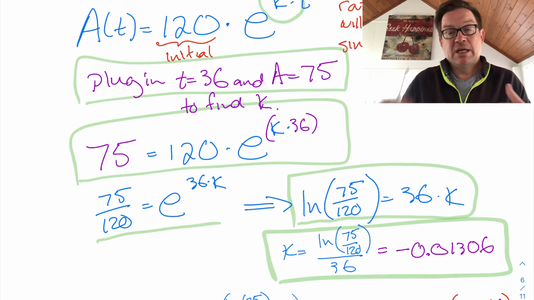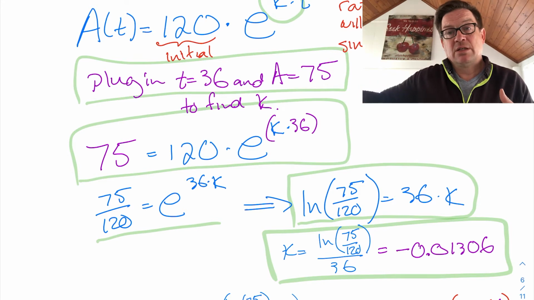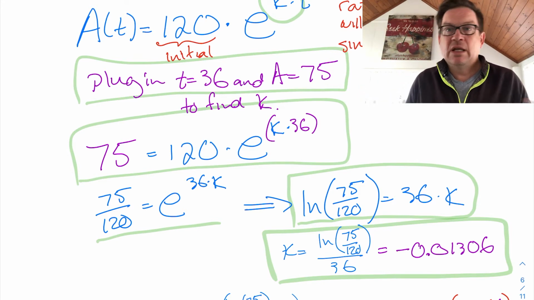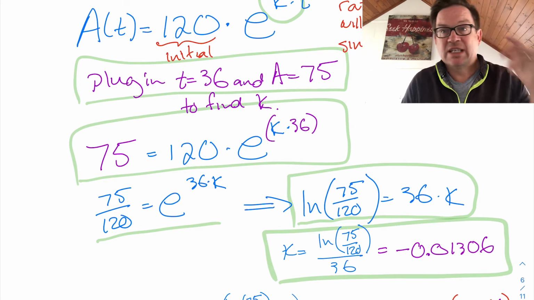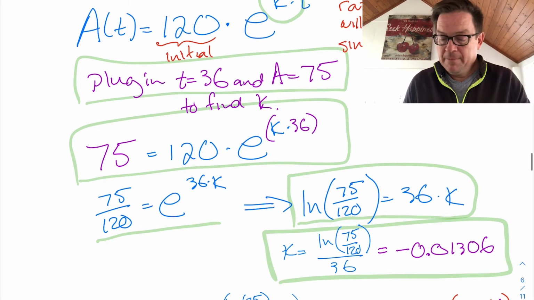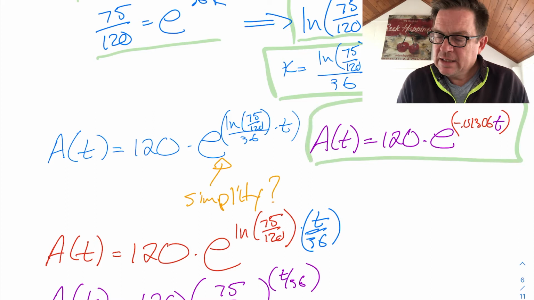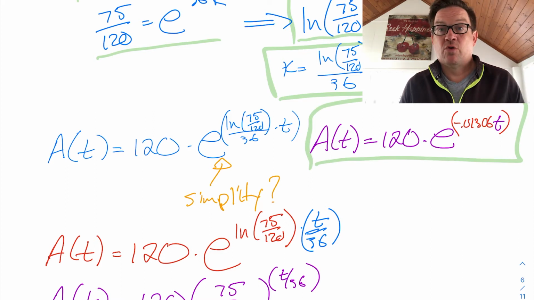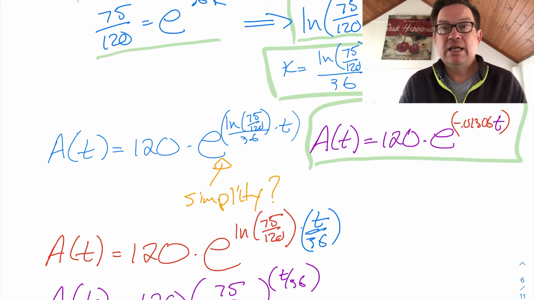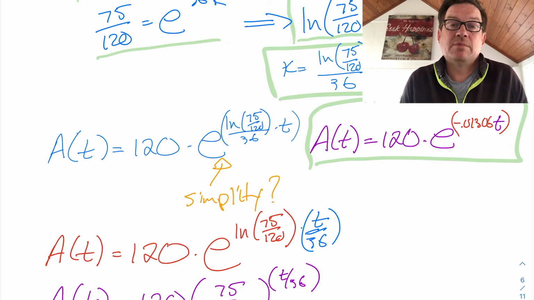It's negative because that makes the exponent negative, which makes it decrease. And it's small, meaning it takes a while for it to decrease. It's a slow decrease, 36 days to go to half. And so then you can plug that back into your formula and get that as your equation for the amount after t days: 120 times e to that negative rate times the number of days.